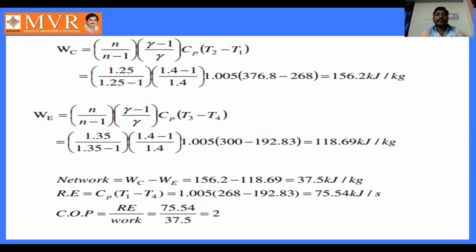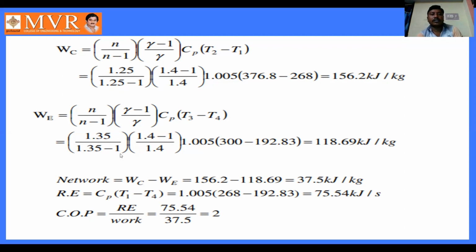In the previous classes, I have shown how we have used this equation and how we have calculated the work done of the compressor as well as the work done of the expander. By using this general equation, now we are going to calculate the net work done. Net work done means nothing but the work done of the compressor minus the work done of the expander. Now we are calculating the work done of the compressor by using the general expression.